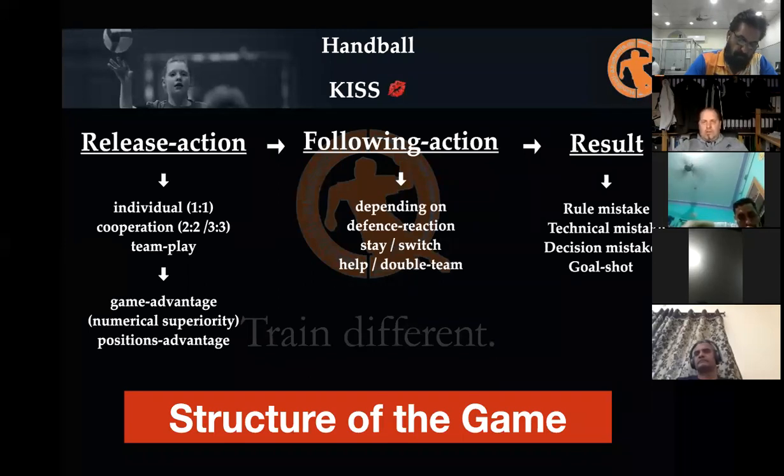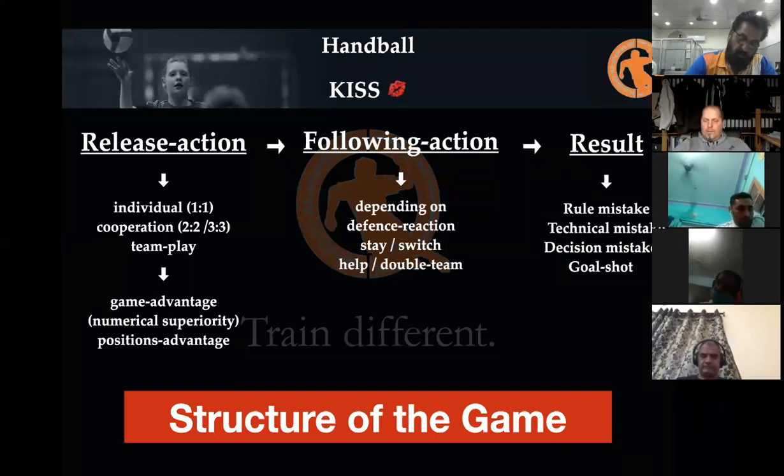And in this final situation, the best would be to create a goal shot. But on the other side, mistakes can happen. So attackers can make a rule mistake, can make a technical mistake, or can make a decision mistake. And these 4 options, rule mistake, technical mistake, decision mistake, or goal shot, this will be the result of our attack after the release action. So these are the 3 steps: release action, following action, and result of the attack we always have to see.